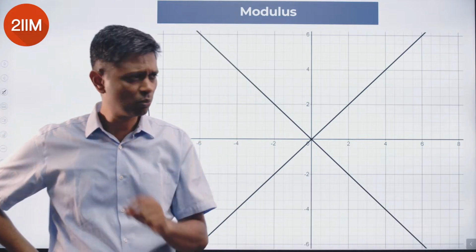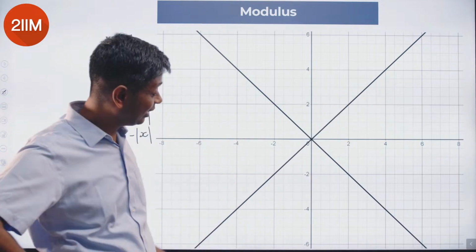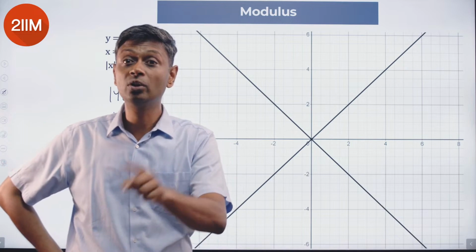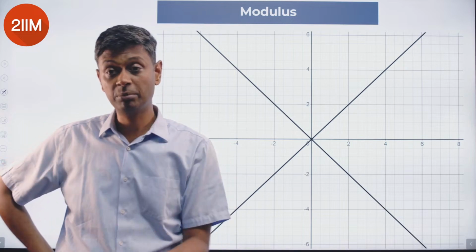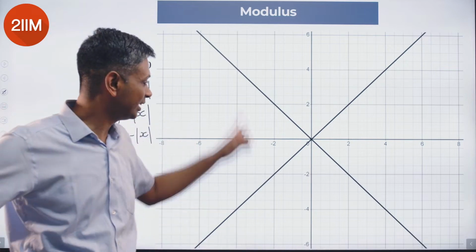And so y equal to mod x is this V. Y equal to minus mod x is the inverted V. Mod y equal to mod x is both put together. Y can be mod x, y can be minus mod x. Both put together is mod y equal to mod x. That's what it is.